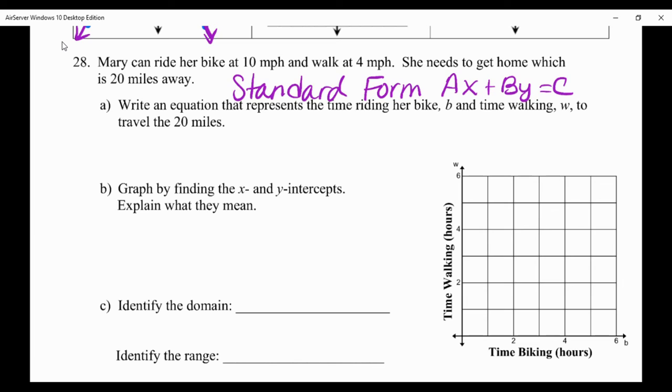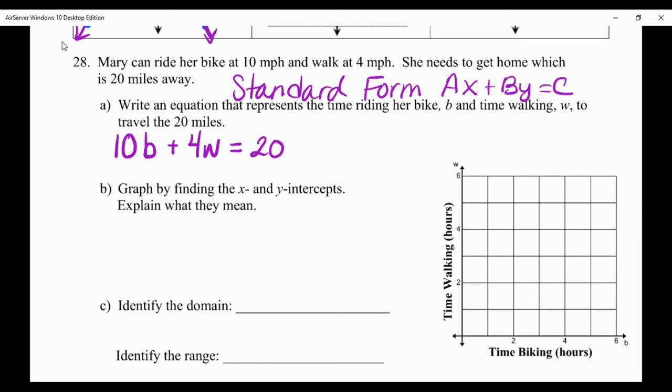We use this equation when we have two similar but different variables. So we're going to attach the speed with the variable. So she can walk 10 miles an hour. Sorry, she bikes 10 miles an hour. So 10 miles per hour times the time she bikes plus the 4 miles an hour times the time she walks will equal the distance that we need to travel.